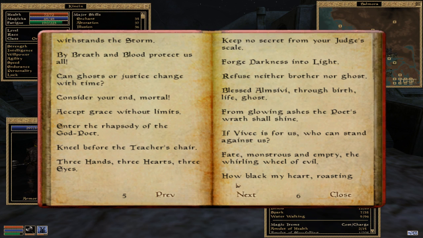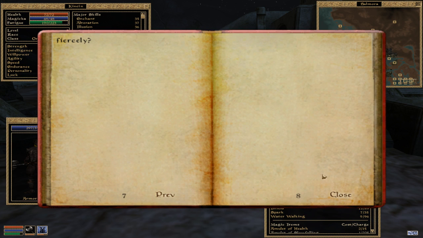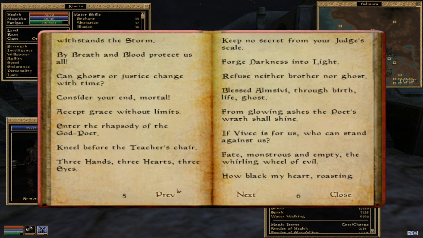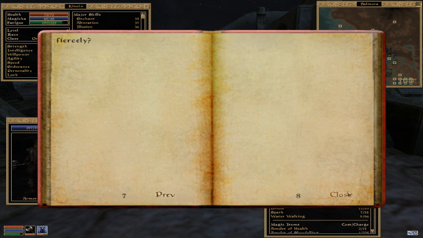From glowing ashes the poet's wrath shall shine. If evil is for us, who can stand against us? Fate monstrous and empty, the whirling wheel of evil. How black my heart, roasting, oh, roasting freely, fire, fiercely. How black my heart, roasting fiercely.